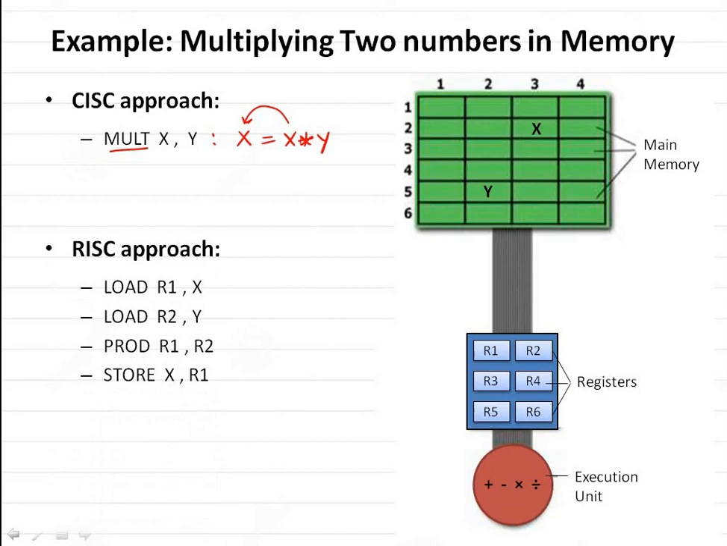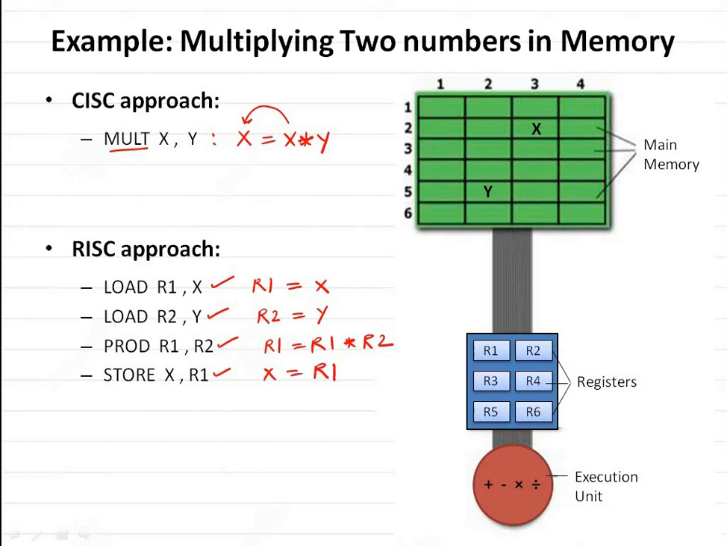However, in the RISC-based approach, these instructions are divided into load and store type of instructions. First of all, we need to load the value of x into register R1, so R1 equal to x. Then in the second step, we load the value of y into register R2, so R2 equal to y. Then we need to do the product. The next instruction is the product of R1 and R2, which means R1 equal to R1 into R2, and finally we store the result back to the location of x, so x equal to R1.